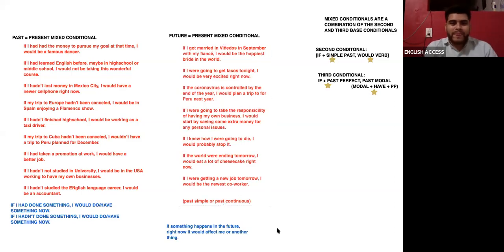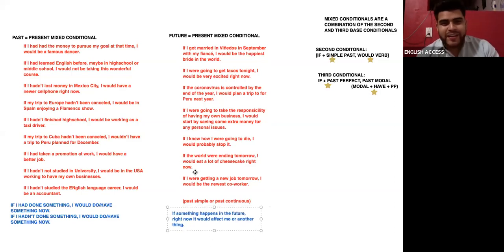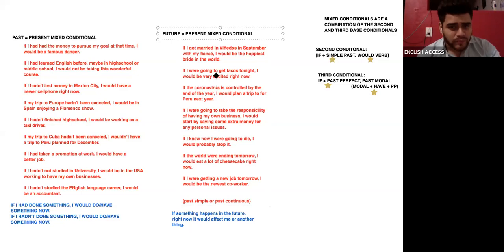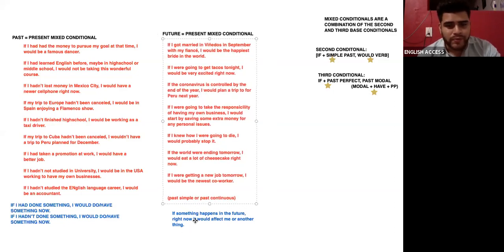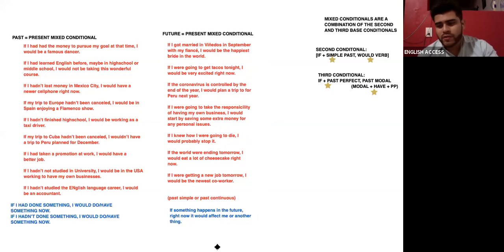Well, that is the future-present mixed conditional. If something happens in the future, right now it will affect you. All right. I'm going to want you to make a few sentences with this for homework. Right now, I have enough time to explain one more to you, and this is the one that I'm going to explain. Let's see my notes. Past, present, past, future.